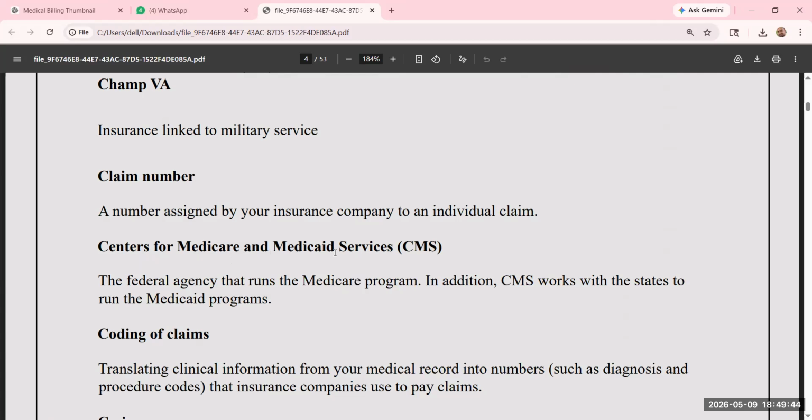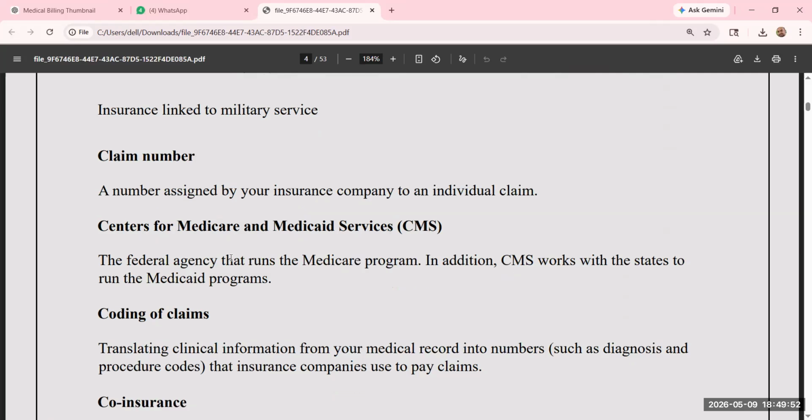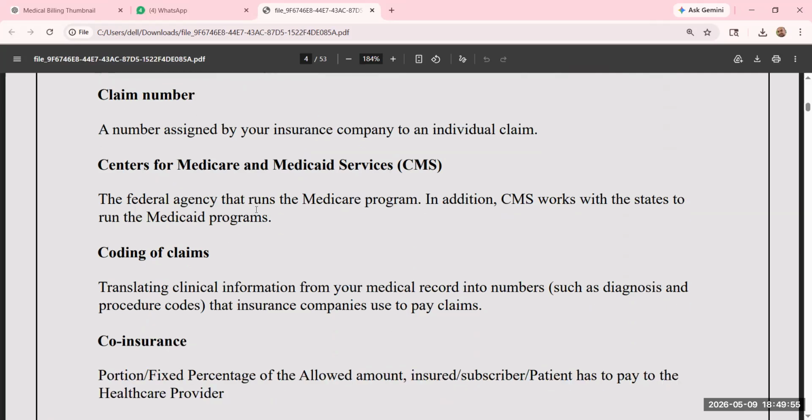Centers for Medicare and Medicaid Services, CMS. It is the federal agency that runs the Medicare program. In addition, CMS works with the states to run the Medicaid program. So this is a government body, an agency that runs the Medicare program, and works with the states to run the Medicaid program. For example, the center runs Medicare, and state-wise it runs the Medicaid programs.